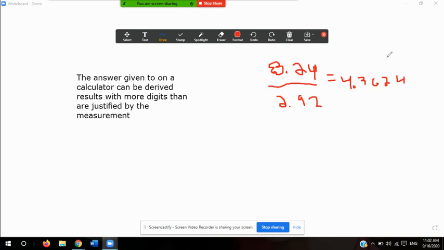What scientists do, or what people do when they're working with measurements this precise, is they'll usually round off. And now we're going to talk a little bit about the rules of rounding off, but the rules of rounding off that are more specific to measurements. So what happens when we get an answer like this?